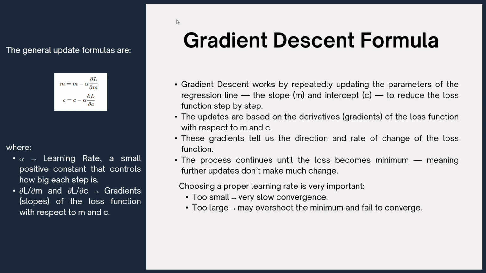This is the general update formula of gradient descent, where alpha is the learning rate, a small positive constant that controls how big each step is. ∂L/∂M and ∂L/∂C are the gradients, the slopes of the loss function with respect to M and C.